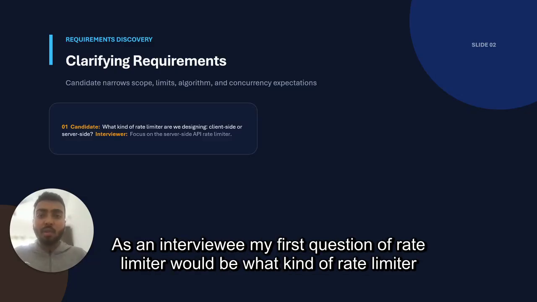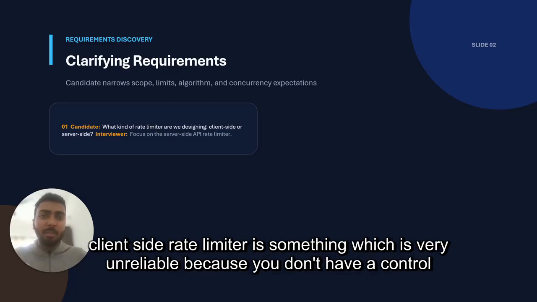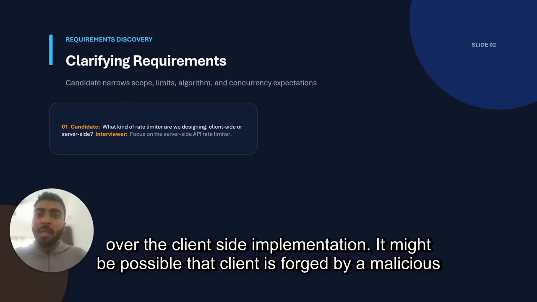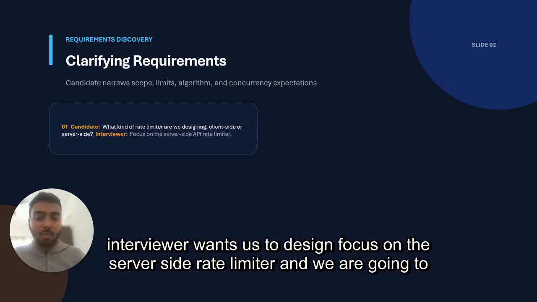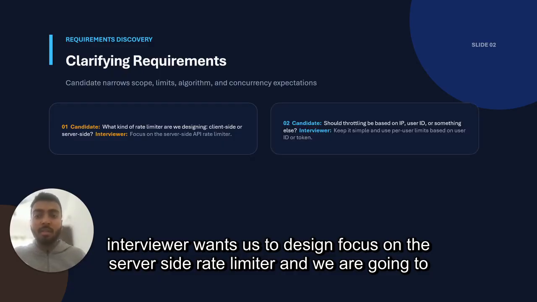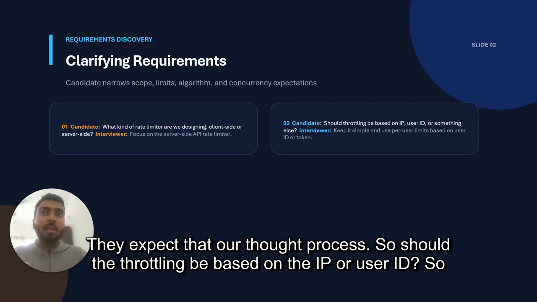As an interviewee, my first question for rate limiter would be: what kind of rate limiter are we going to design? Is it a client side rate limiter or a server side? Generally speaking, client side rate limiter is very unreliable because you don't have control over the client side implementation. It might be possible that the client is forged by a malicious attack. So it is better to implement the server side rate limiter. So here also our interviewer wants us to focus on the server side API rate limiter, and we are going to keep it simple because in any low level design interview, they don't expect compilable code. They expect our thought process.